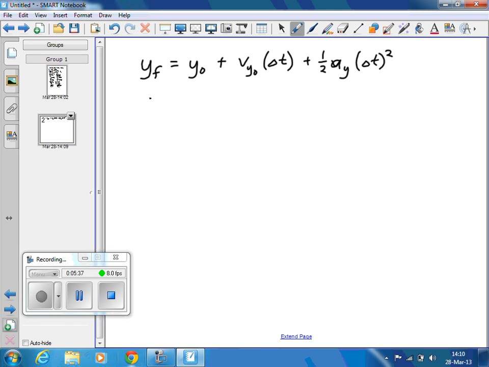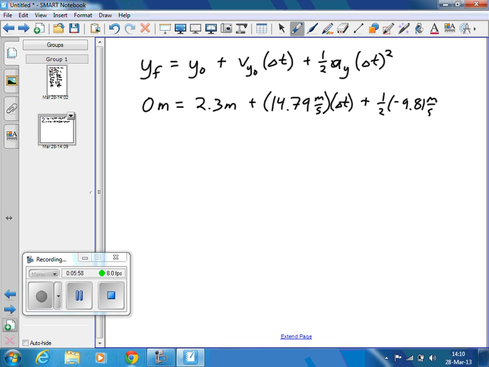So let's fill in what we know. The final position is 0 meters, but the starting position in this case is 2.3 meters above the ground. Starting velocity is 14.79 meters per second in the y direction. And the acceleration, once again, is negative 9.81 meters per second squared. So I filled in the values I know.